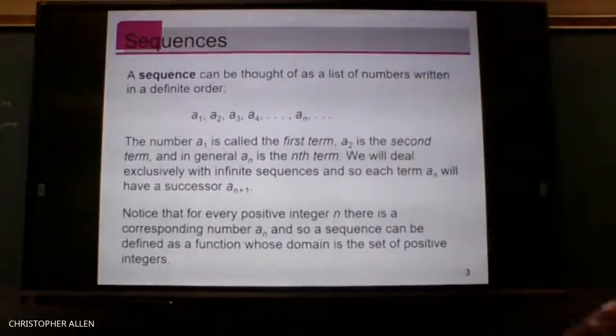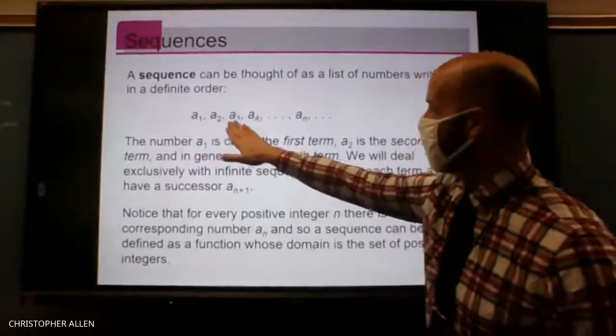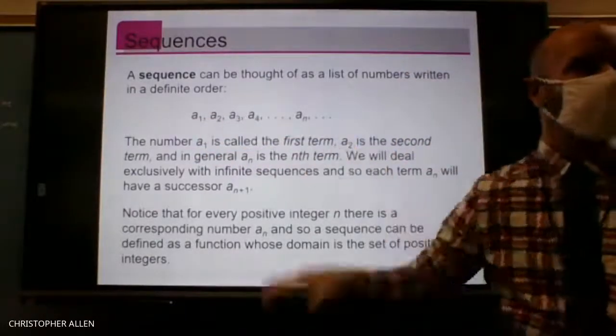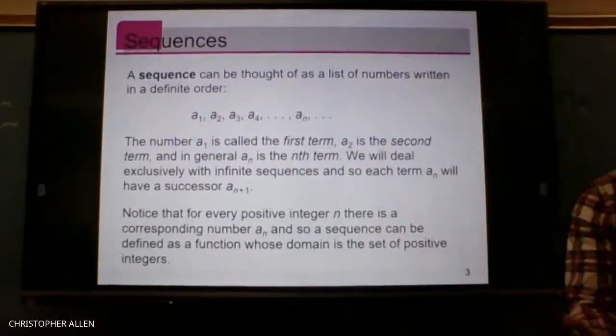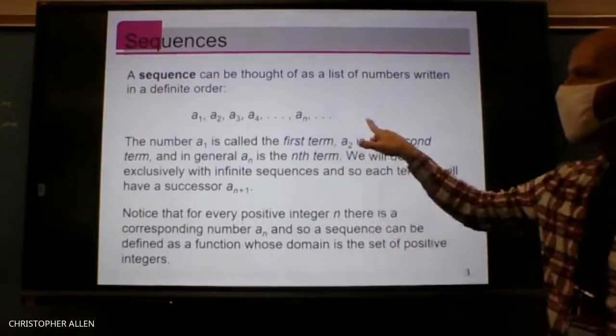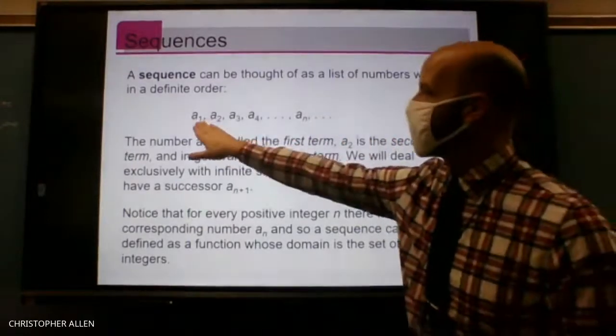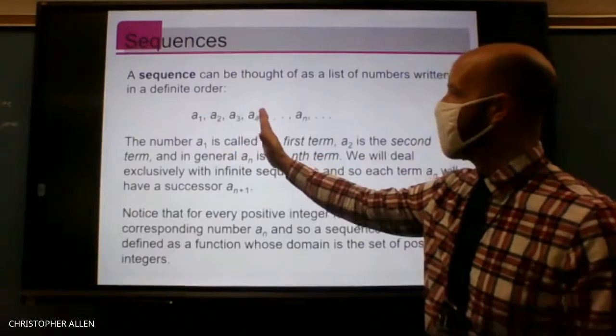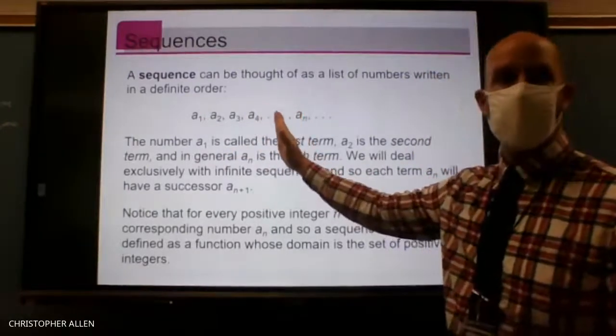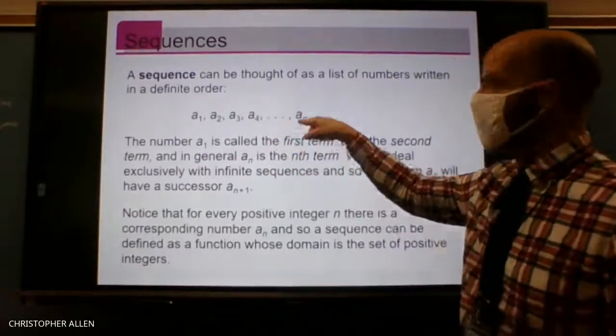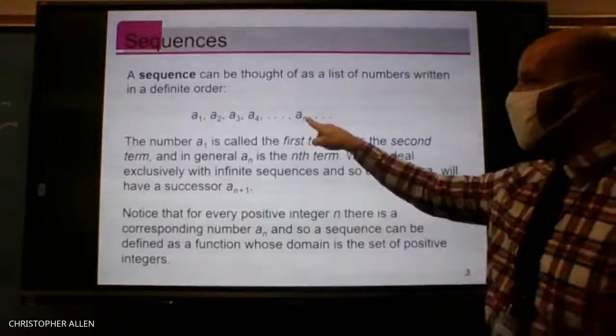A sequence is just a list of numbers, and they are written in a certain order. How many terms does this particular list have in it? Well, it has infinitely many of them. That's what these dots imply. Here's the first term, second term, third term, fourth term. Then we put these ellipses here, these three dots, which implies that a bunch more terms happen between there. And then here's the nth term.